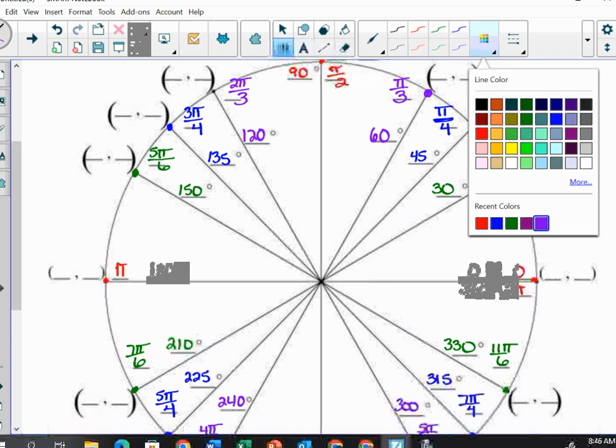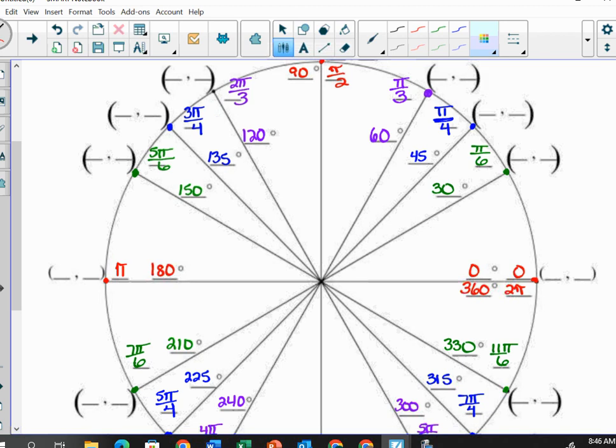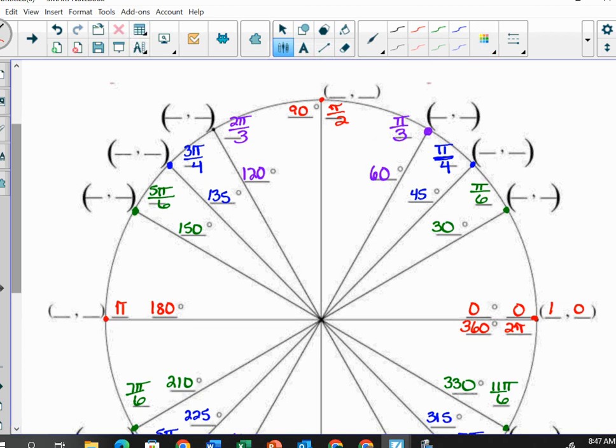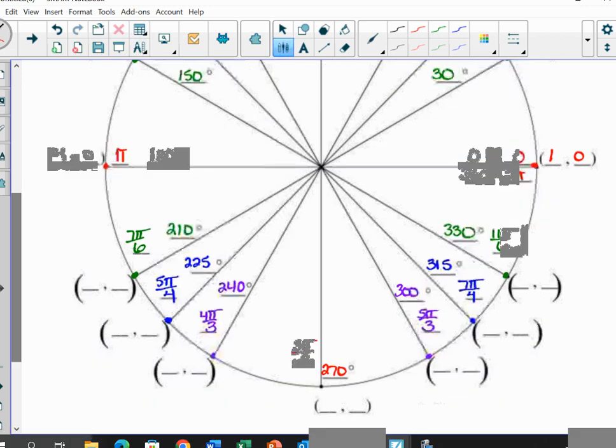Okay. Now we have to do ordered pairs for each one. So I'm going back to the red again. Ordered pairs. All right, it is the unit circle, meaning the radius is 1 unit long. Okay, so over there is 0 degrees. What would the ordered pair be? 1, 0. What will it be up at 90? 0, 1. What about 180? Okay, and down at the bottom?